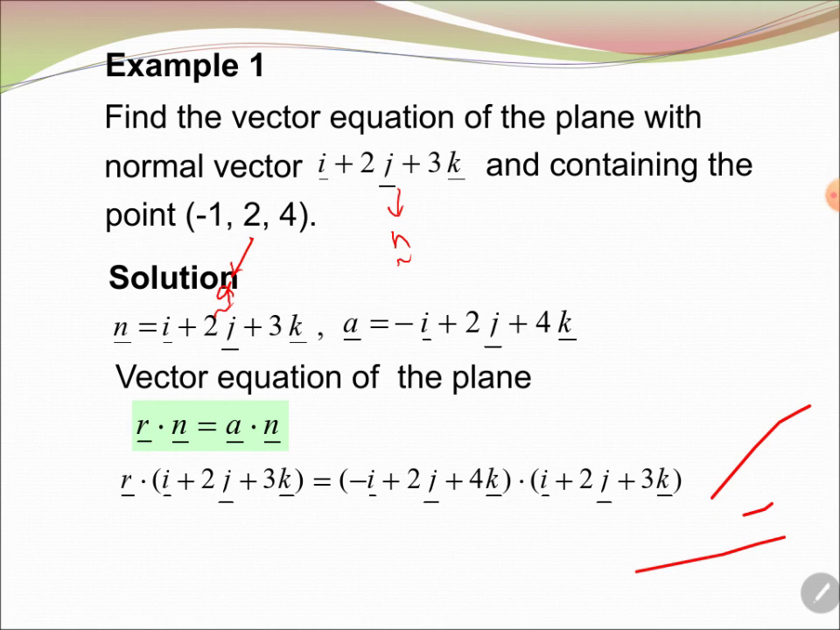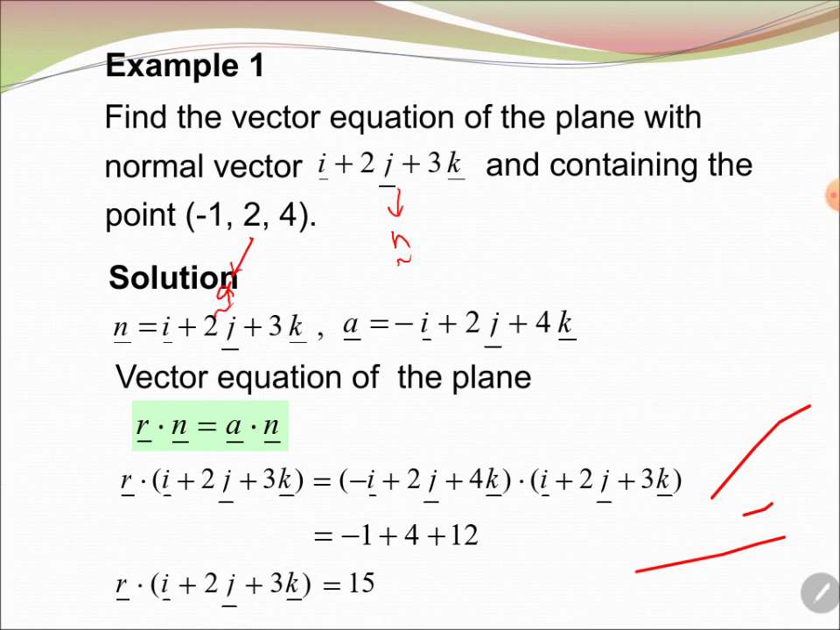which is equal to i plus 2j plus 3k. The right side we can calculate because it's just a dot product between two vectors, so we will have a constant on the right side. So r dot (i plus 2j plus 3k) is equal to 15.